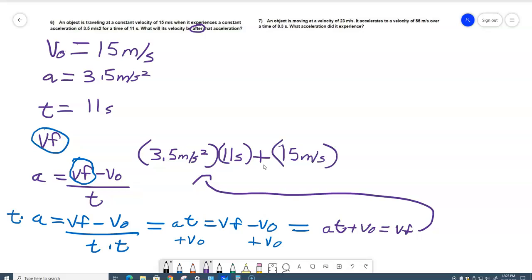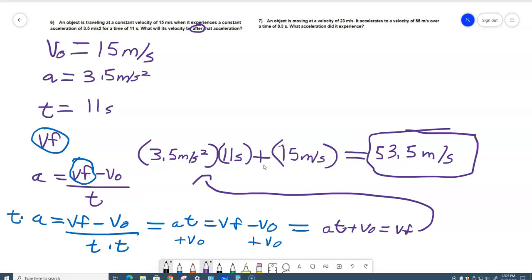All right, so from here you will grab your calculator. We'll say 3.5 times 11 is 38.5, plus 15 is 53.5. 53.5 meters per second. That is the answer for that one.